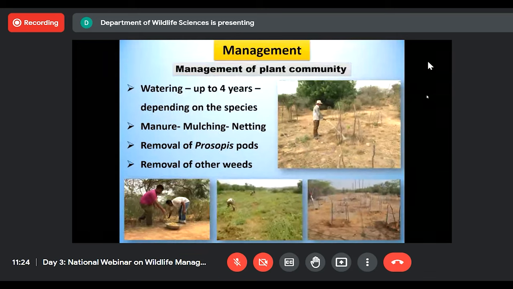Then after plantation, you manage also. So watering up to 4 years, depending upon the species. Then manuring, mulching, and netting. Removal of Prosopis and removal of other weeds.